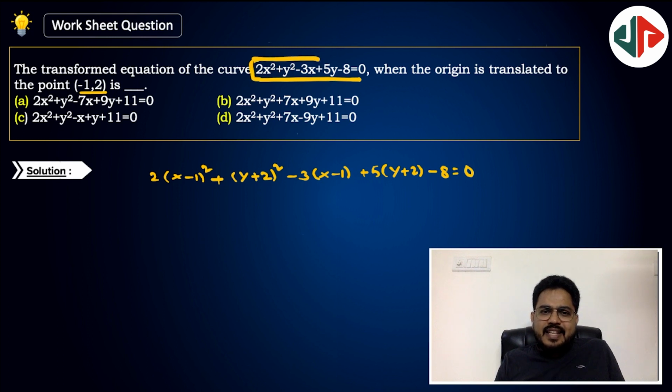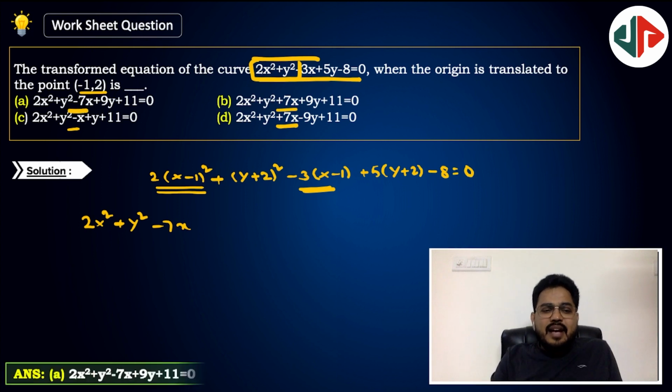The second degree terms will not change. So this is going to be 2x square plus y square. Now here minus 4x minus 3x, so minus 7x. We need to stop after this. Why? Here plus 7 minus 1 is there, but minus 7 has only one answer. So the answer is this one.